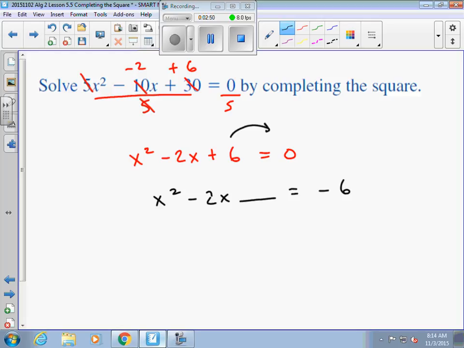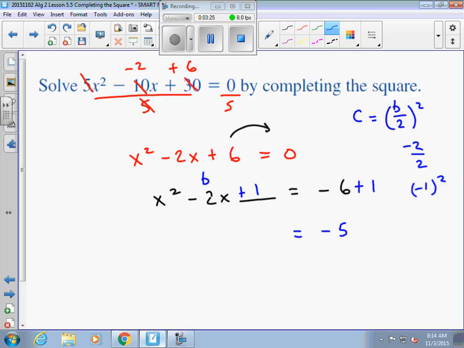You need to find a new C value. Remember what C equals. C is half of B, or B divided by 2, squared. B's value is negative 2. So negative 2 divided by 2 is negative 1, and negative 1 squared is positive 1. So that's your new C value, positive 1. Remember, though, if you add 1 to the left side of an equation, you must add it to the right side. You must balance it out. So plus 1. Now it's back balanced. So negative 6 plus 1 is negative 5.